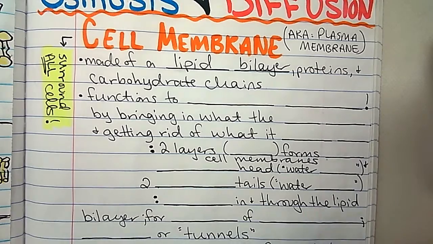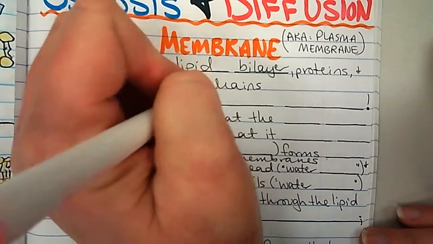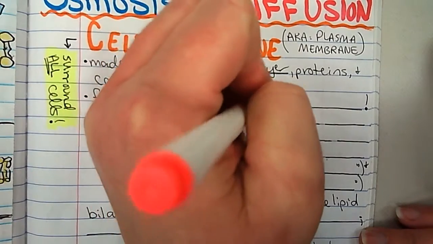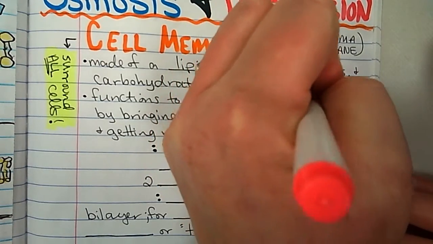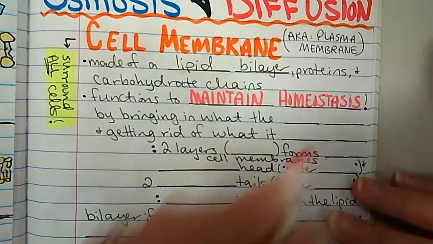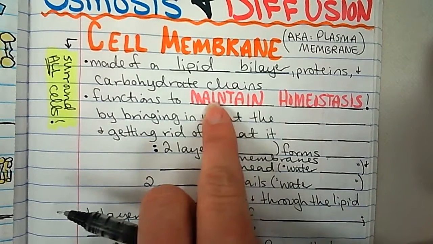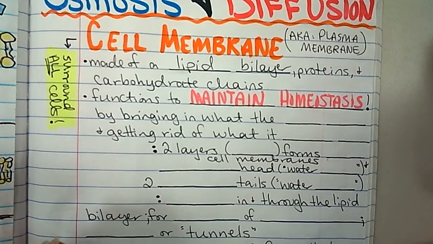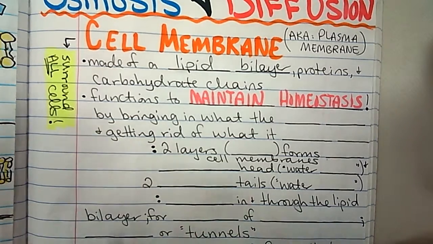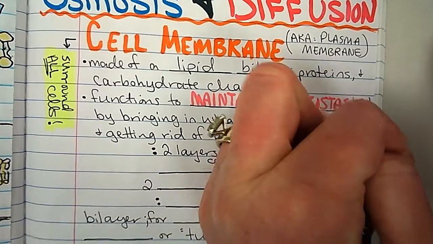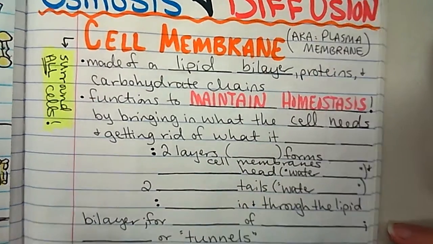But the main function of the cell membrane is to maintain homeostasis. That is the function of the cell membrane. Homeostasis means that everything is in balance in a living thing. So whatever it needs, it has, or it's allowed to get it. Whatever it needs to get rid of, it can move in and out. So it keeps the cell in balance with whatever that cell needs to function properly. It does this by bringing in what the cell needs and getting rid of what it doesn't need.